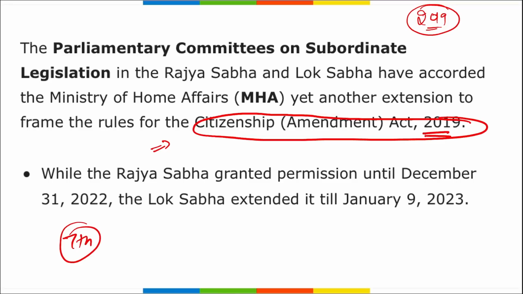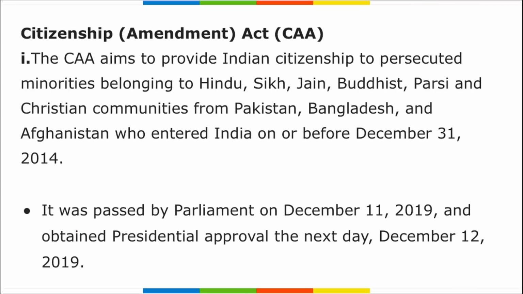What was CAA? Basically, the Citizenship Amendment Act aims to provide Indian citizenship to minorities belonging to Hindu, Sikh, Jain, Buddhist, Parsi and Christian communities who came from Pakistan, Bangladesh and Afghanistan and entered India on or before 31st of December 2014. Any individual belonging to these minority communities who came before that date will be granted Indian citizenship.